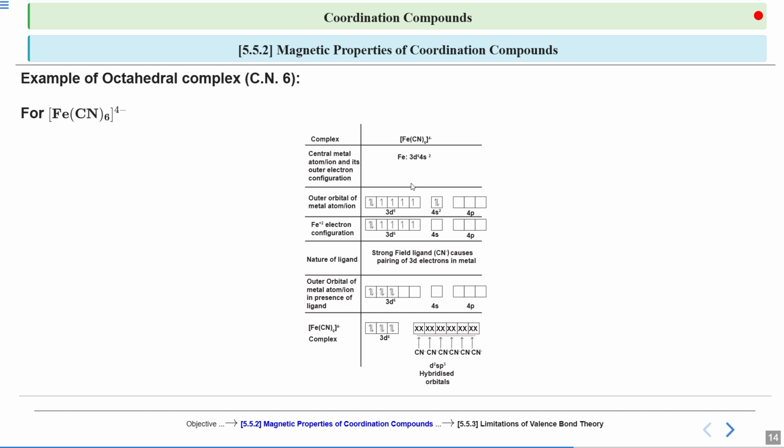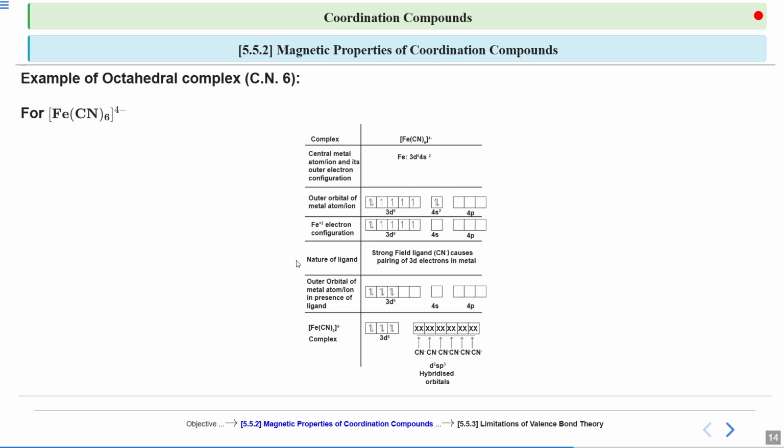Now we see that our central metal ion has some oxidation state. Here, if we want to find it out, x minus 6 equals minus 4, that means x equals 6 minus 4, that is +2. So iron is going to possess the +2 state, for which it is going to release its 2 outer electrons from the 4s2 orbital, and the diagram will become like this.